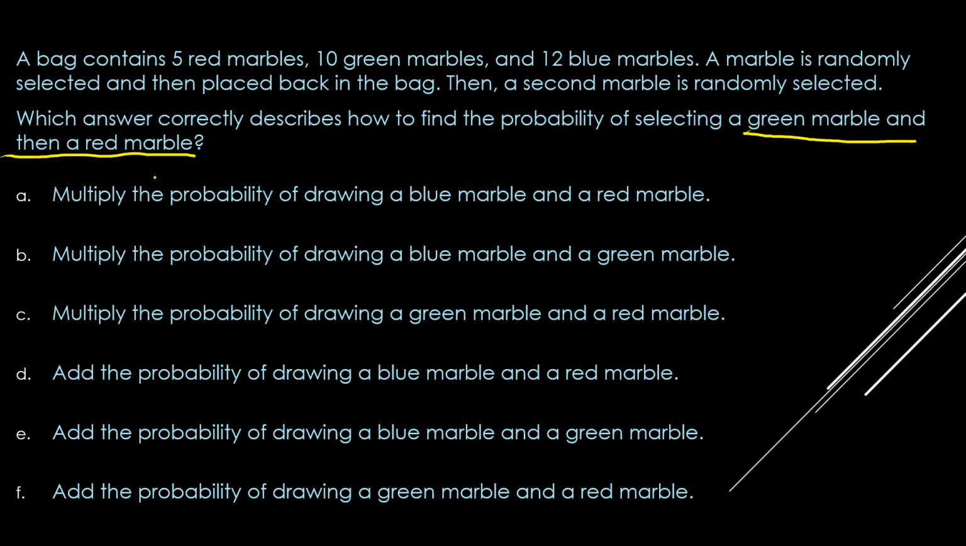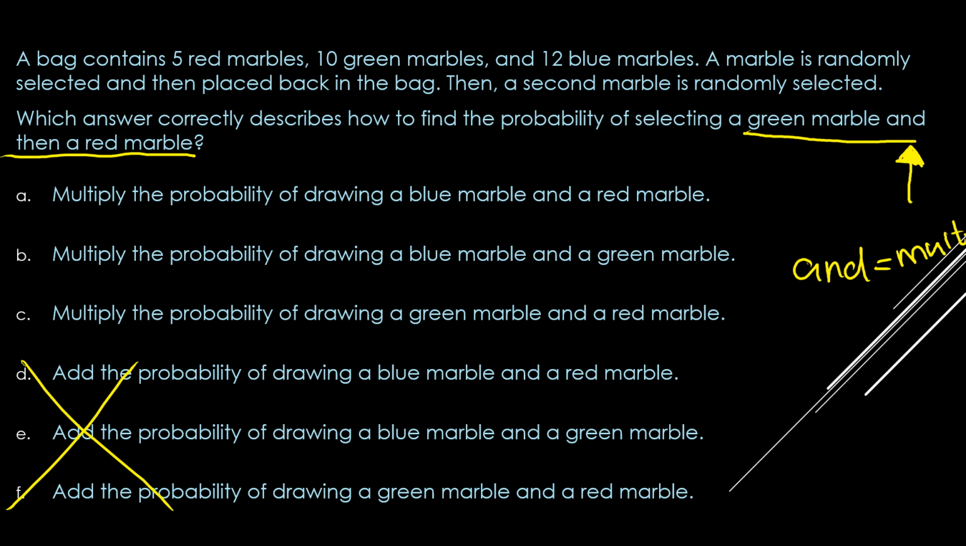Now with this question here, this is where knowing the difference between and or in your probability comes in handy. Since I have this word and in between my 2 probabilities, right? I'm picking a green and then I'm picking a red. And tells me that I need to multiply. Anytime you see the word and in probability, that means you are going to multiply. So all these 3 down here that say add, we're not going to even look at those because I know that I need to multiply my probabilities.